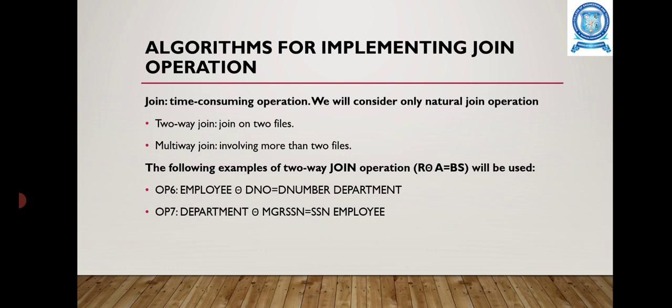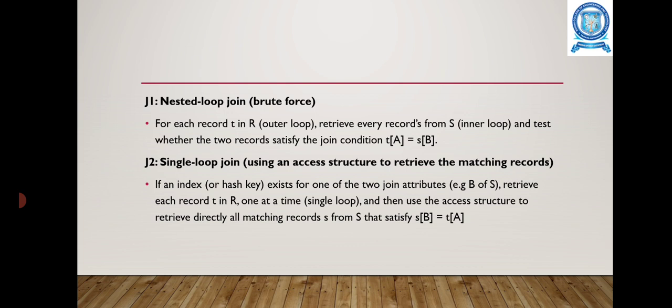The following are examples of two-way join operations, that means R join A equals B will be used. OP6 means employee joined with D number equal to D number of department. Next one is the join query.